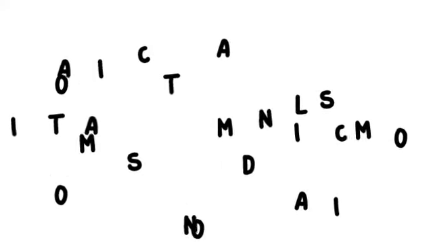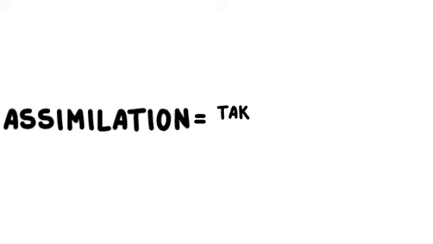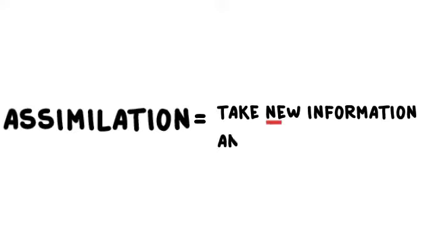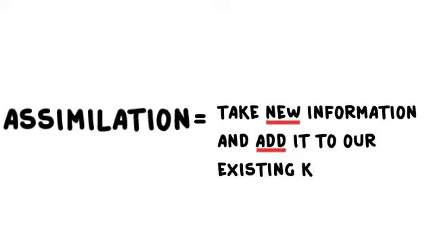Distinguishing between assimilation and accommodation can be a little tricky. According to Piaget's theory, we all have schemas, or frameworks, that help us organize information. In childhood, these schemas develop through a process of assimilation and accommodation. In the process of assimilation, we take new information and assimilate, or add, it to our existing knowledge.